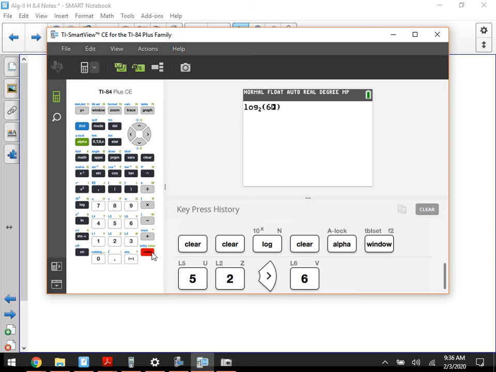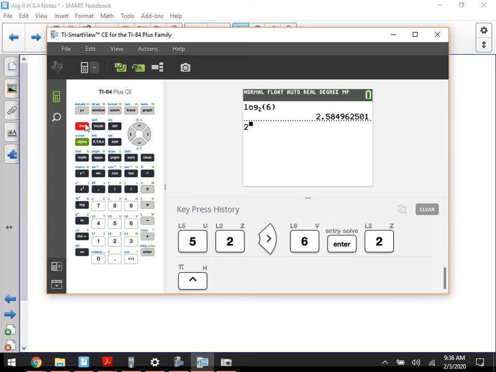So you get this crummy decimal. If I raise 2 to that crummy decimal, it should equal 6. So if I go 2 to that answer, I get 6. That's how that works. Logarithms are ways of solving for exponents. That's where they come from.